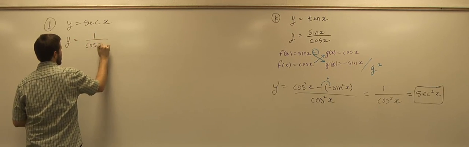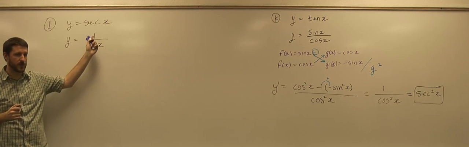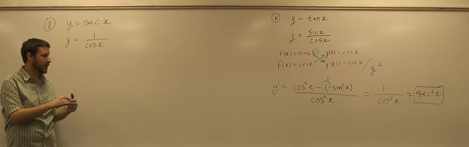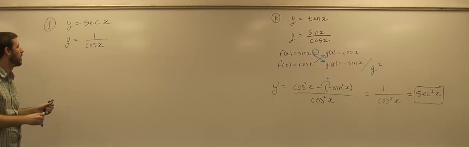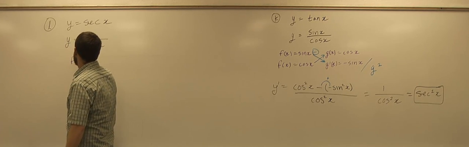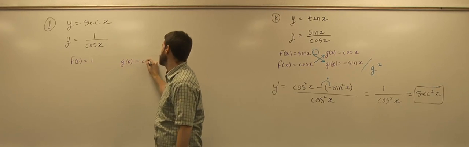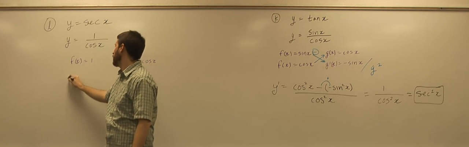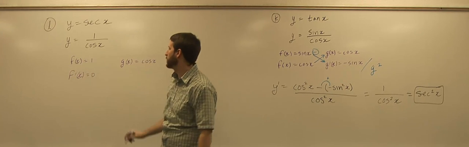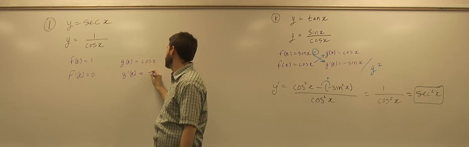But remember, when there's a constant on top, it's not any easier. We have to do quotient rule still. So we have a quotient, we can apply quotient rule. f of x, the top function, equals 1. g of x, the bottom function, equals cos x. Derivative of 1 is 0, derivative of a constant. Derivative of cosine, negative sine.